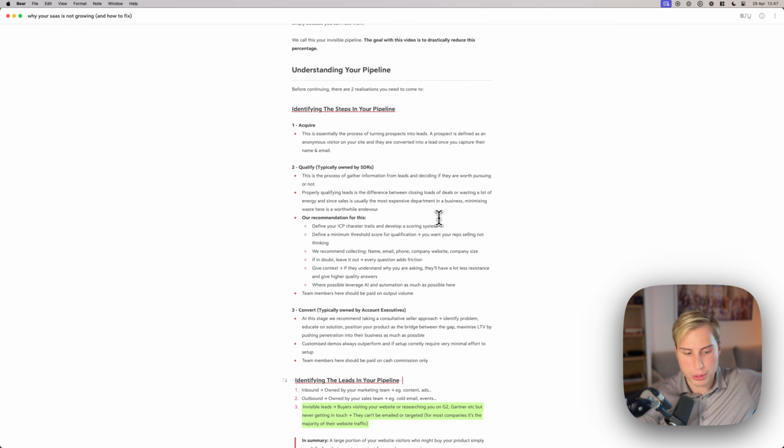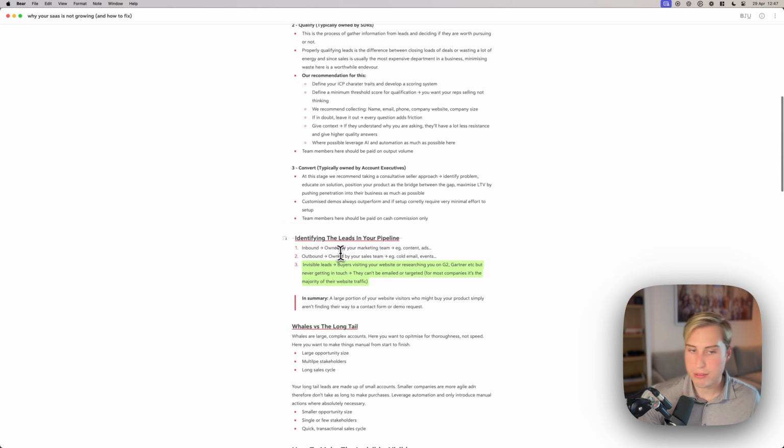Now let's talk about the people that go through that pipeline. If you think of an actual pipe, that was the pipeline. Now we're talking about the water flowing through it, because you get different types of water flowing through the pipeline. And I believe that there's 3 types.